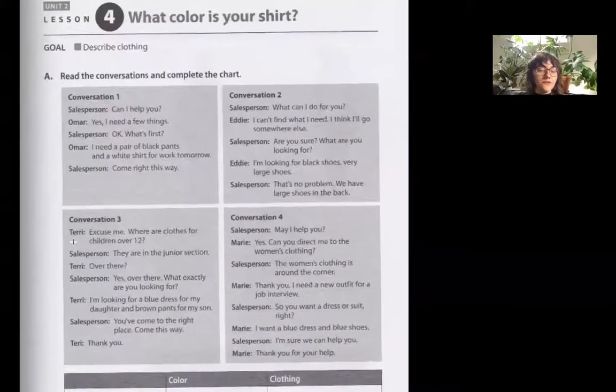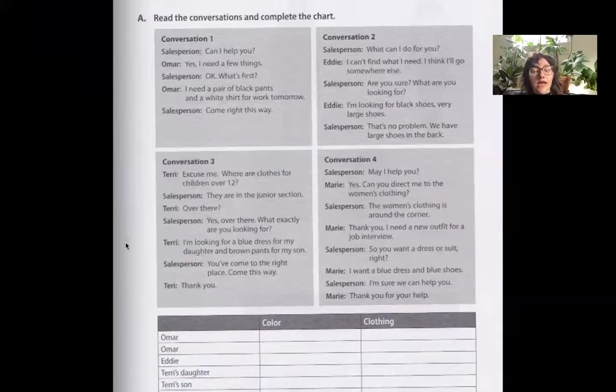So what we can do is look at the chart that we have. Omar, what does he need? So he needs a pair of black pants and a white shirt. So the color of the pants is black. The color of the shirt is white.